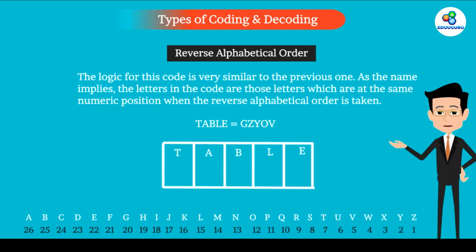So as per this method of coding and decoding, T comes at the 7th position in reverse order, and therefore it becomes G. A comes at the 26th position, and therefore it becomes Z. Similarly, B becomes Y, L becomes O, and E becomes V.